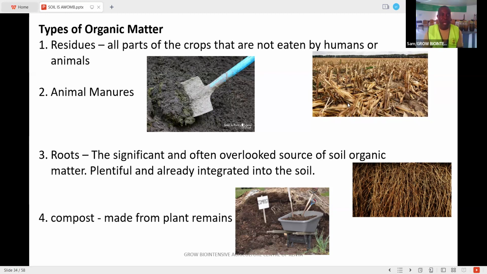Number 2 is animal manures. And you see this one here, it's good, as I've talked about it. It's good, but make sure that it's fully decomposed. And again, farm manures are good for perennials. They are excellent for perennials, but they are not good for annuals. An annual crop is one that takes less than 1 year for you to harvest it. A perennial takes more than 1 year.